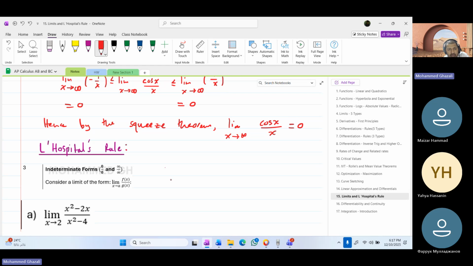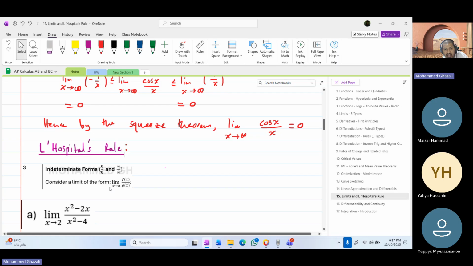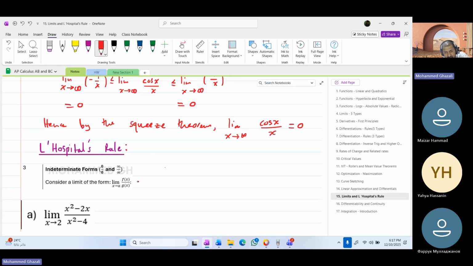Right, look at L'Hopital's rule. The first type of L'Hopital's rule you get is when you directly substitute, you get 0 over 0, or you get infinity over infinity. In other words, you're substituting into a rational function. In this case, you have the limit as x approaches a of f of x over g of x. So when you substitute a inside here, you're getting 0 over 0, or infinity over infinity.